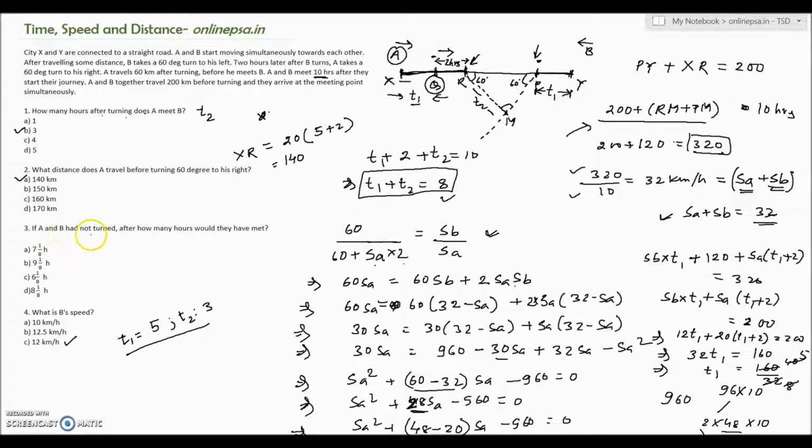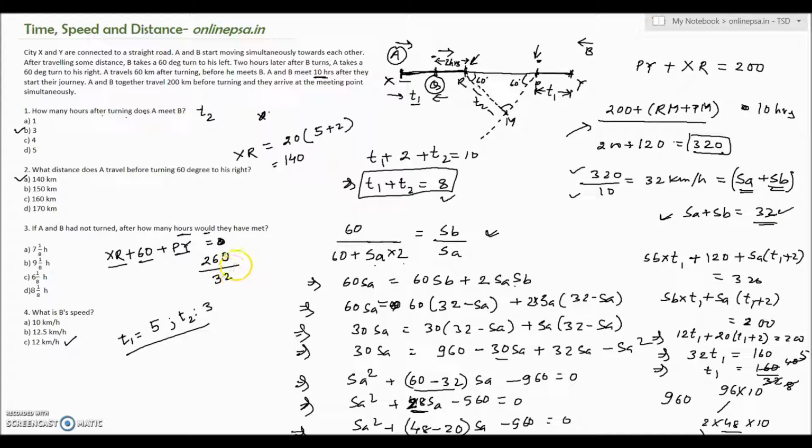And third question is, if A and B had not turned at all, after how many hours would they have met? Right? Total distance we know is XR plus 60 plus PY. This is the straight distance, that is XY. Correct? And this value is nothing but 200 plus 60, right? XR plus PY is given as 200 and this distance is 60. So 260. 260 is the total distance and their relative speed is 32 kilometer per hour. We had already got this here.